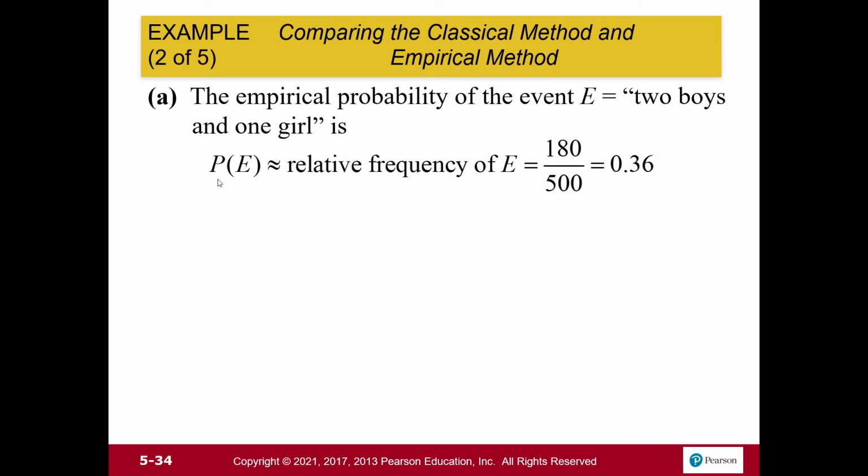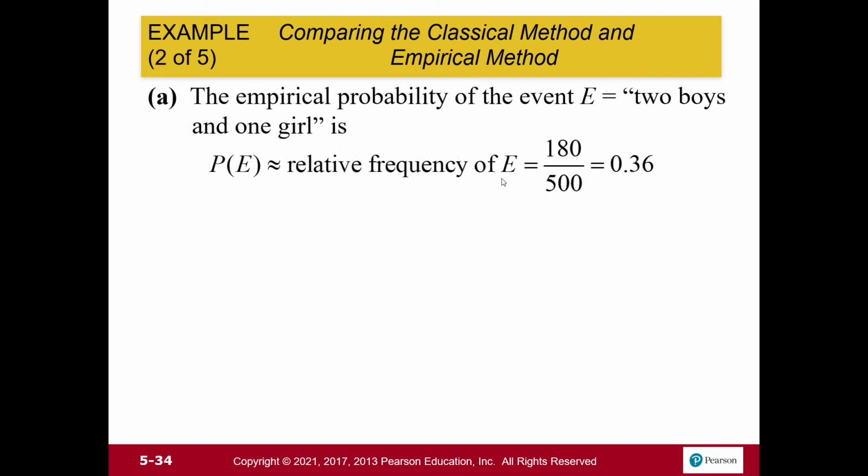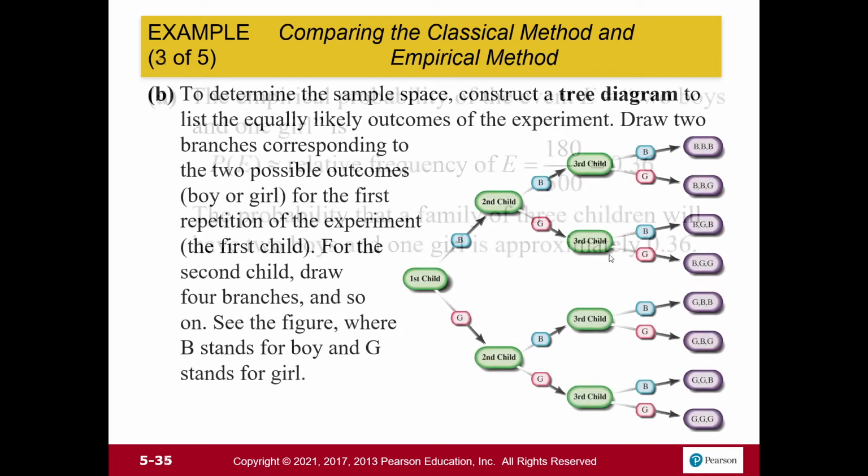Alright, so using the empirical probability of this event, 2 boys and 1 girl happening, we know based on the data that we were given, 180 out of 500 families, and we're assuming everything is random and having the children was random, we get a 0.36 chance. So that is about 36 per 100 families. The probability that a family of 3 children will have 2 boys and 1 girl is approximately 0.36. What about the other case?